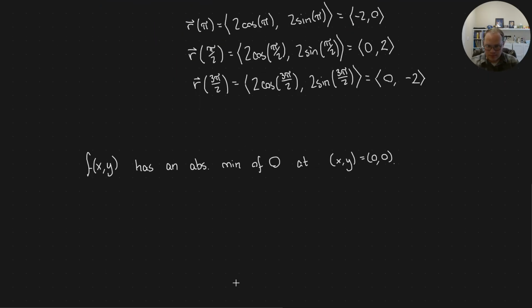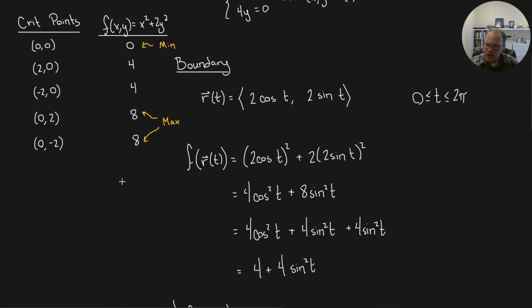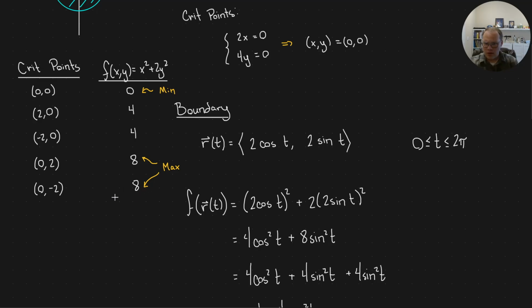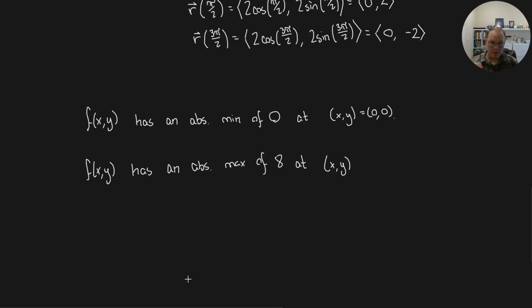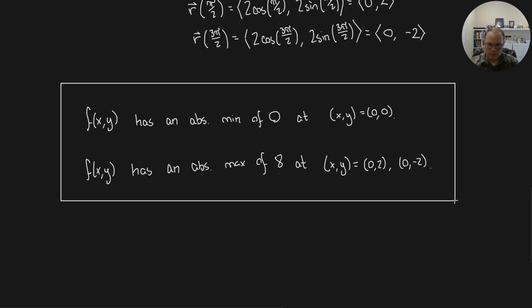Similarly, f of x, y has an absolute maximum of 8, and it's at 2 different points. They were at the points, let's check, 0, 2, and 0, negative 2. So it reaches that absolute maximum at 2 different places. Okay? All right, so we have the points.